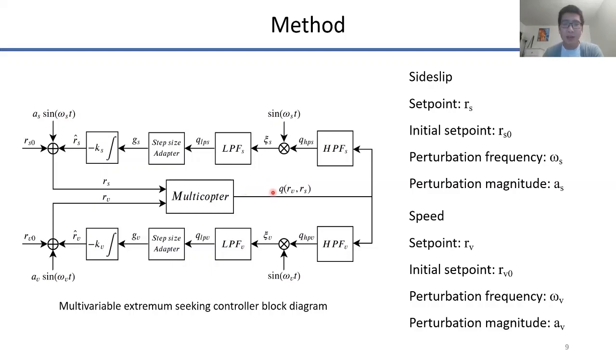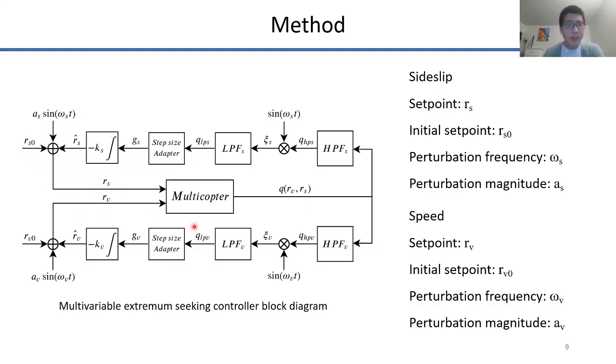The upper half of the diagram is related to the side slip optimization, and the lower half is related to the speed optimization. The goal of the controller is to find the optimal set point for side slip RS and the optimal set point for speed RV to minimize the cost function Q. V0 is the initial set point for speed, and S0 is the initial set point for side slip.